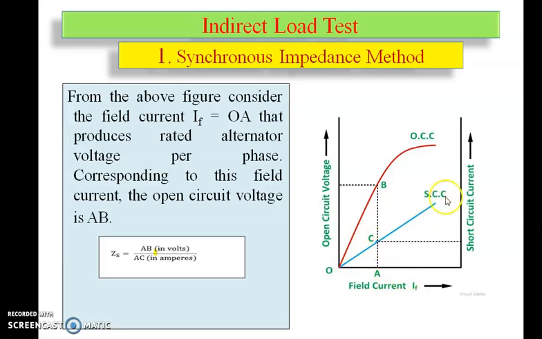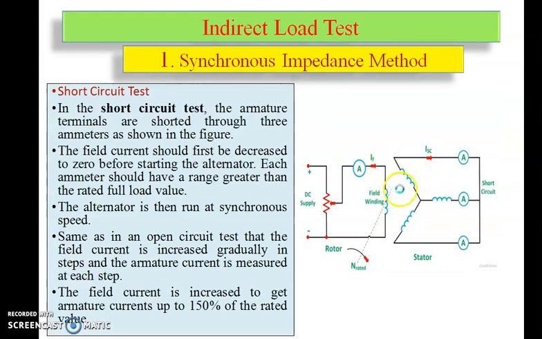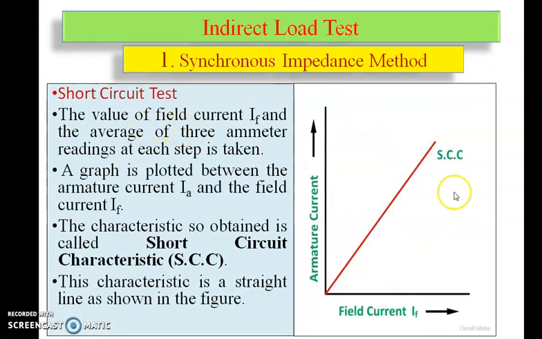Now, as I said, just draw this OCC as well as SCC in the same graph, okay, so that we can measure the synchronous impedance directly. So simply, as I said, this OCC we are taking from this curve, that means open circuit characteristics curve. And now for short circuit test, we have already seen about it, it is the graph which is drawn in between the field current and armature current.